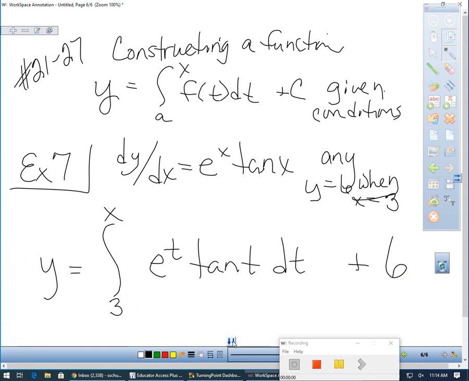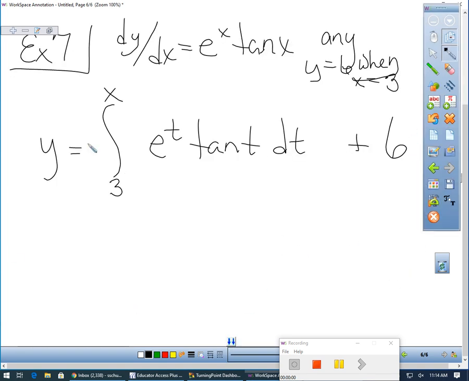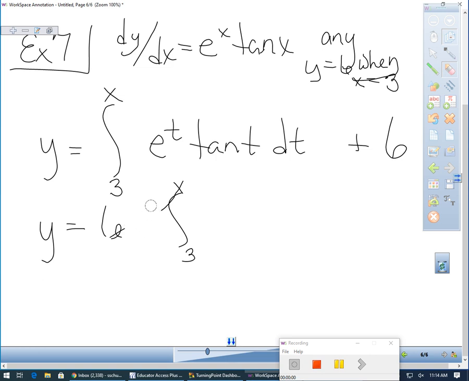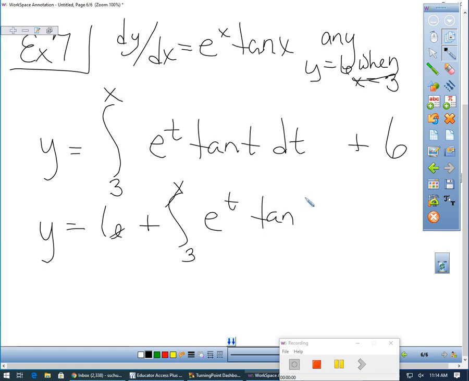A lot of books, just so you know for future reference, put the 6 in front. So y equals 6 plus the integral. Either way, it's exactly the same thing. A lot of times on the AP test, it's written this way, just so you realize. So I'll write it in front so we get used to it: 6 plus the integral from 3 to x of e to the t tangent t dt.